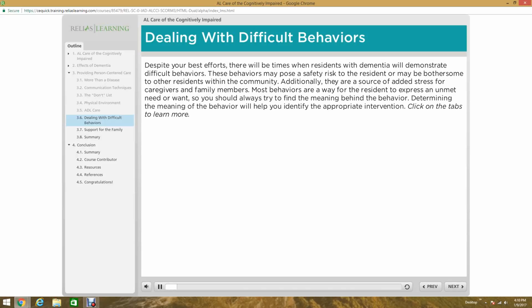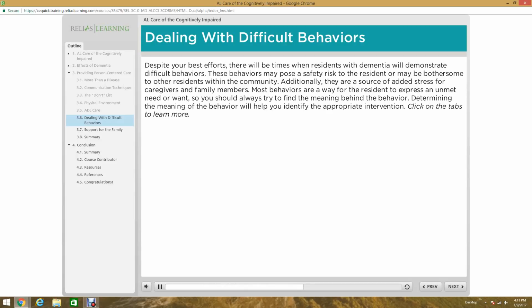Dealing with difficult behaviors. Despite your best efforts, there will be times when residents with dementia will demonstrate difficult behaviors. These behaviors may pose a safety risk to the resident or may be bothersome to other residents within the community. Additionally, they are a source of added stress for caregivers and family members.